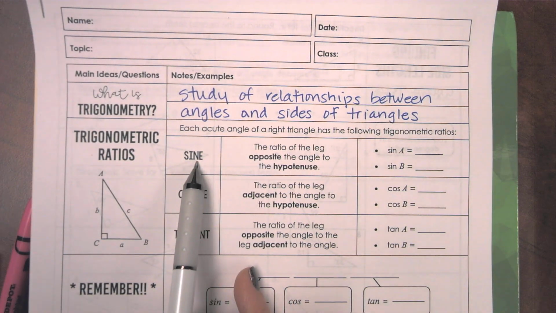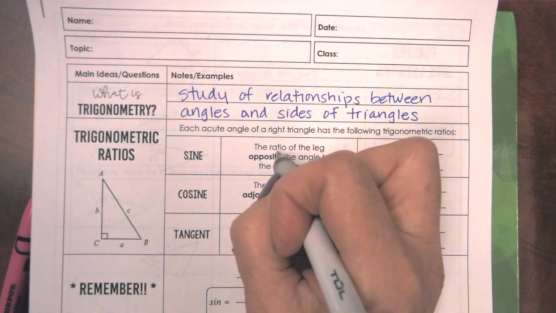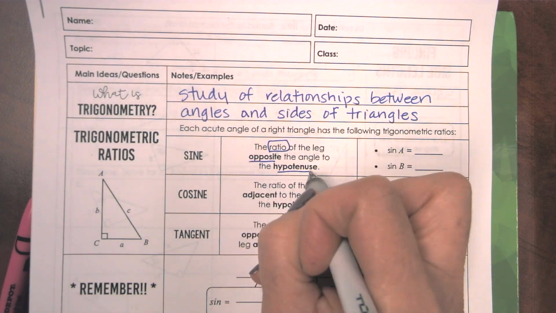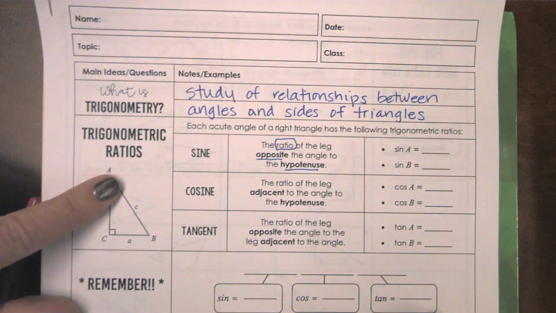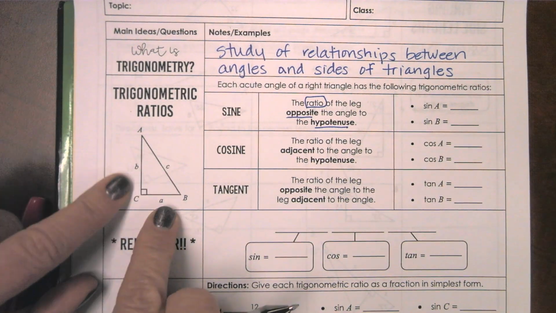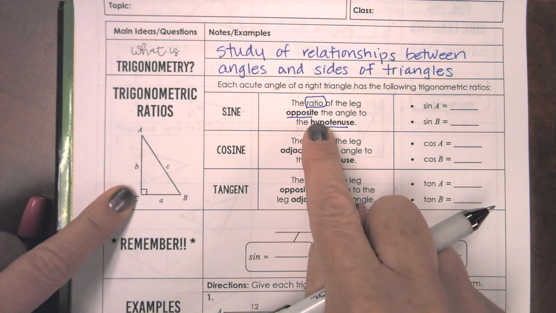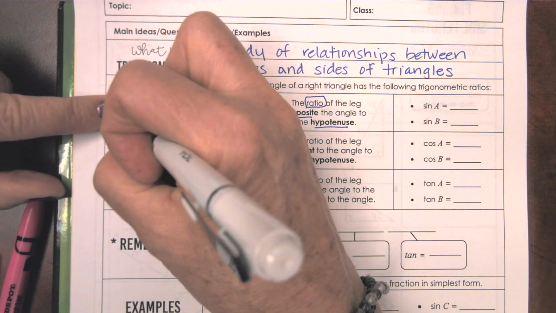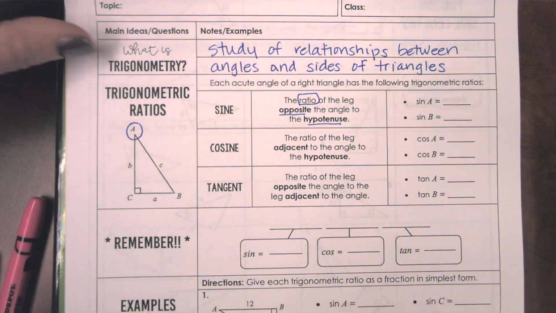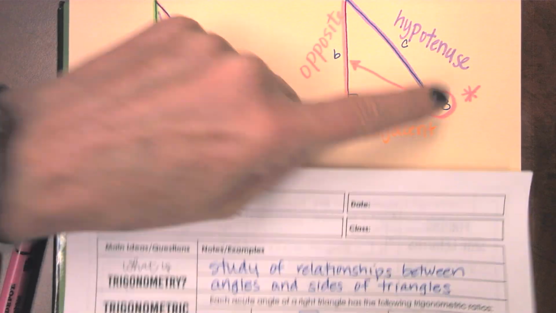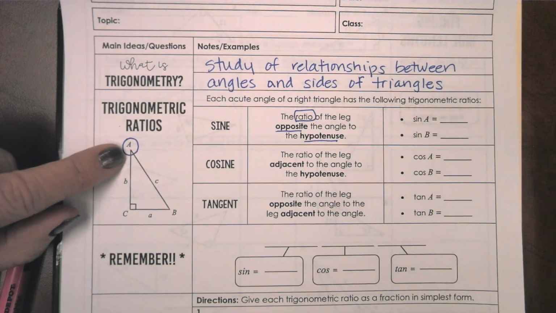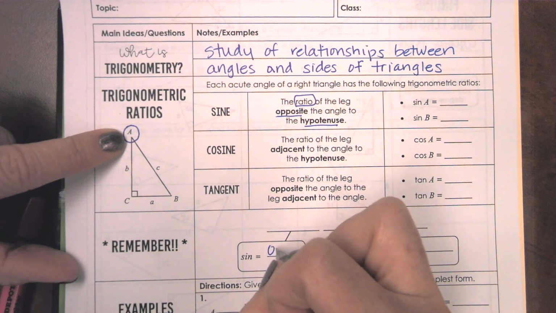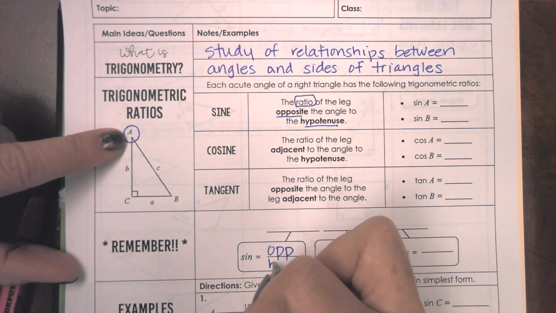Sine. Sine is when we are looking at the ratio of the opposite and the hypotenuse. So if I were to take a look at this one, and I wanted to find my sine A, I'm going to use my A. So just like over here, I used B. This time I'm using A. Now sine is known as opposite over the hypotenuse.